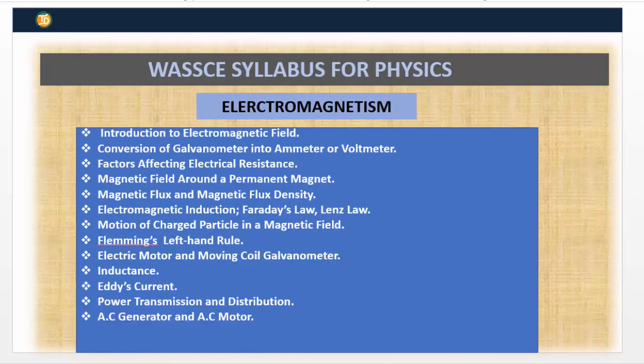And next is electromagnetism. Under this aspect, you'll be tested on the introduction to electromagnetic field. You'll be tested on conversion of galvanometer into ammeter or voltmeter. You'll be tested on factors affecting electrical resistance, magnetic field around a permanent magnet, magnetic flux, and magnetic flux density, electromagnetic induction, Faraday's law, and Lenz's law.